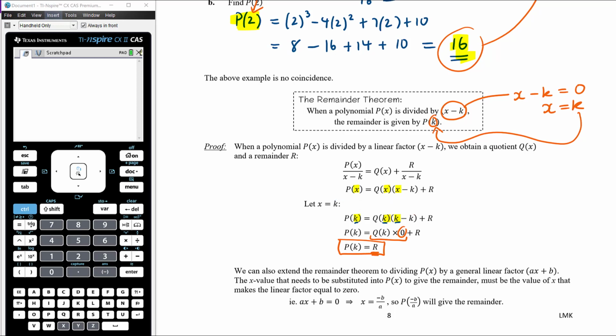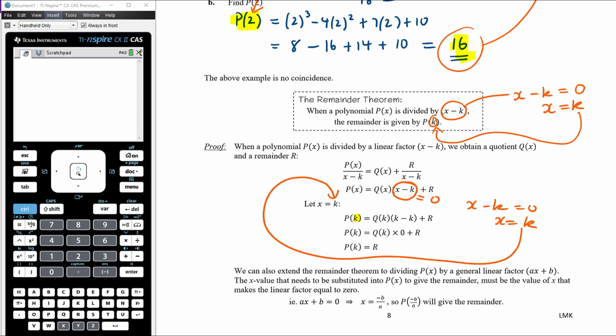Okay. Now, as I said, how do we decide what we need to sub into the polynomial? Well, that's all about what would make this thing 0. What's going to make x minus k 0? x minus k will equal 0 when x equals k. Therefore, I sub x equals k into my polynomial, and I'll get the remainder.